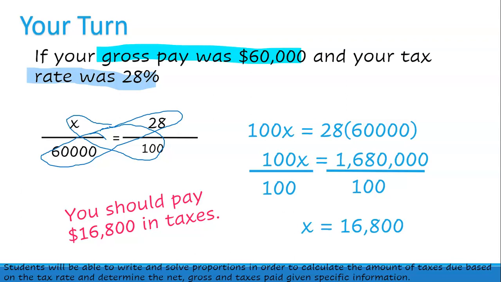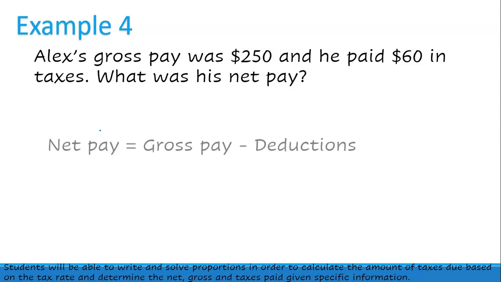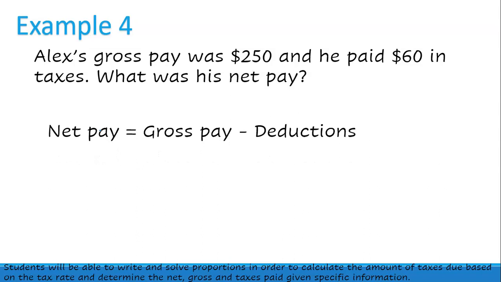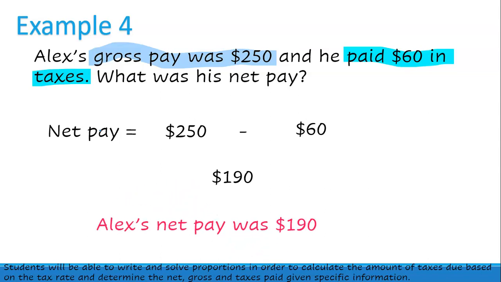And then finally, we're looking for our net pay. So if Alex's gross pay was $250 and he paid $60 in taxes, what's his net pay? If you go back and remember from our definitions, our net pay is our gross pay minus any deductions. So $60 is taxes, that's a deduction. Our gross pay was $250. He paid $60 in deductions. So that means that Alex had a net pay of $190.